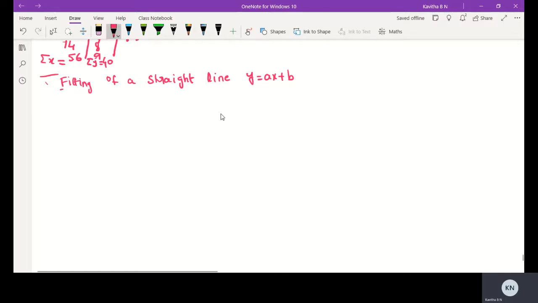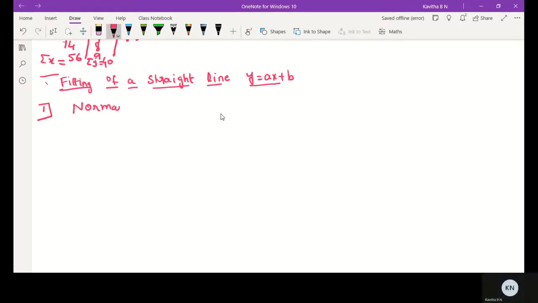Okay. Then first we have to write the normal equation of the straight line. According to the VTU syllabus, you do not need the proof. We are using only formulas. Then we write the normal equations.